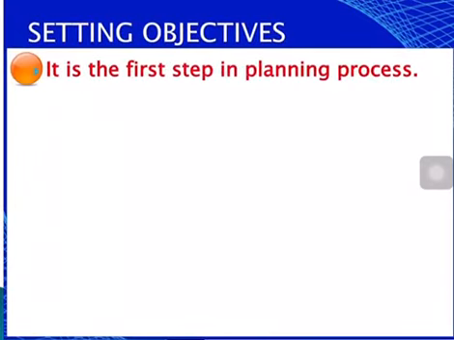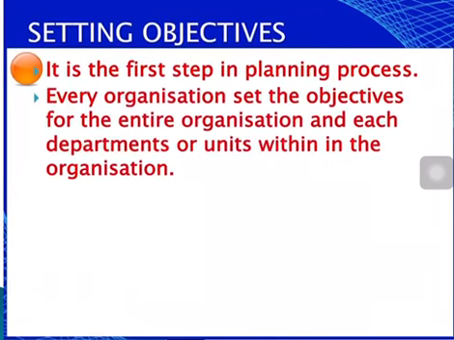What are the steps in the planning process? First one is setting objectives. What do you mean by objectives? Objectives are the end result that the organization wants to achieve. So we can say it is the first step in planning process. Every organization sets the objectives for the entire organization.